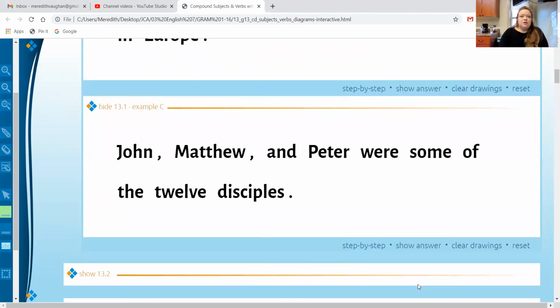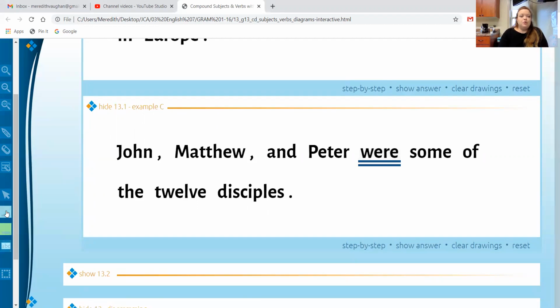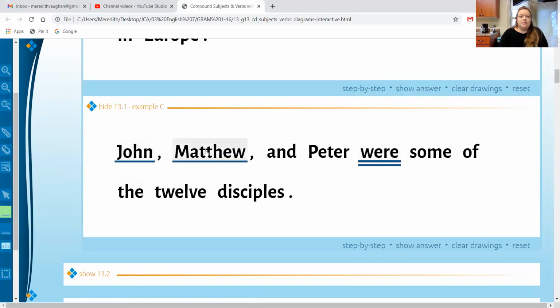Okay, so now we have an example with three subjects. So again, find your verb. Your verb is were. So again, a form of to be. And who were? John, Matthew, and Peter were some of the 12 disciples.